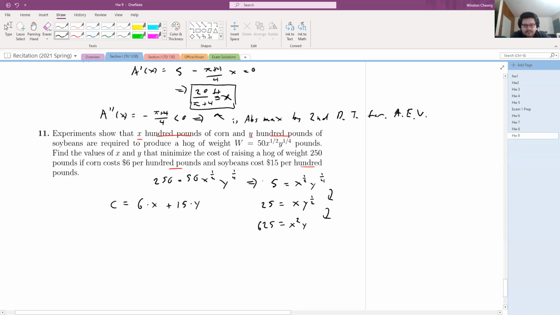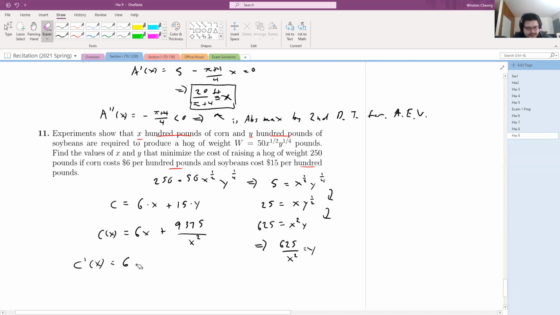All right, so now the easiest thing is to get rid of y in this case. So I'm going to move things around: 625 divided by x squared is equal to y. So I can then replace the y in this equation. 6x plus 15 times 625 over x squared. And so this is now my cost function. I can then optimize it.